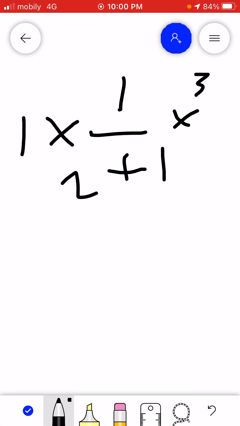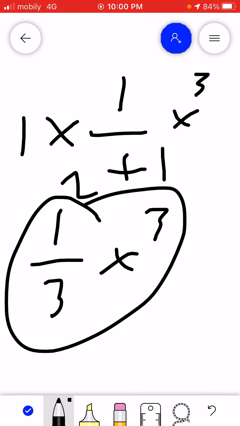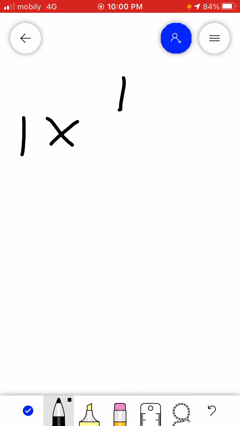Times x to the third, basically 2 plus 1. So what will that give us? That will give us 1 over 3 x to the third. Just know that the first term we are looking at is 1 over 3 x to the third. So write on your paper 1 over 3 x to the third plus, now we go to the second part of the equation. The second part of the equation we deal with is only x.